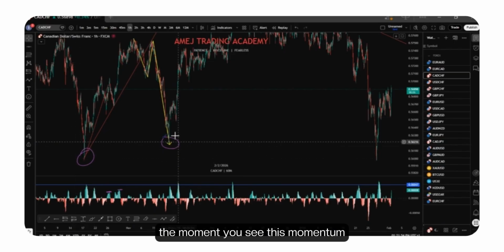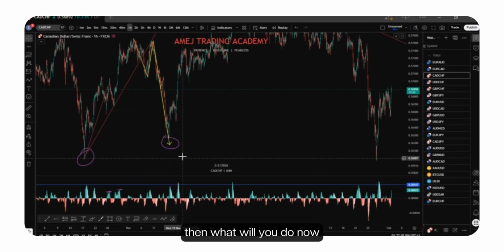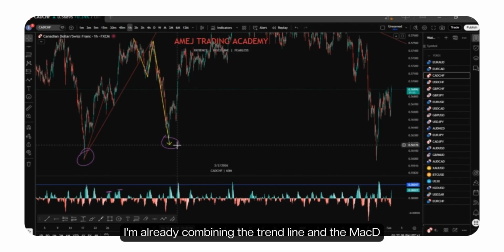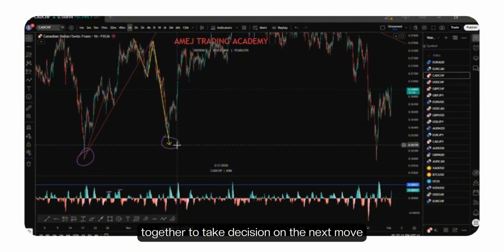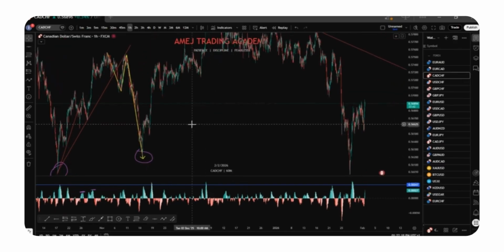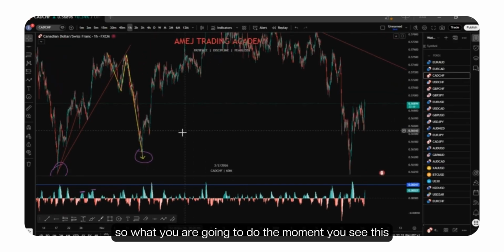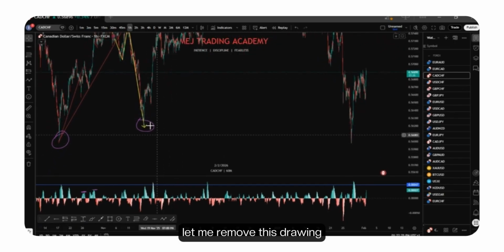The moment you see this momentum that the market is building for another buy, then what will you do? Now I'm already combining the trend line and the MACD together to make a decision on the next move the market is going to make. So what you are going to do, the moment you see this, if you are still drawing your trend line, let me remove this drawing.